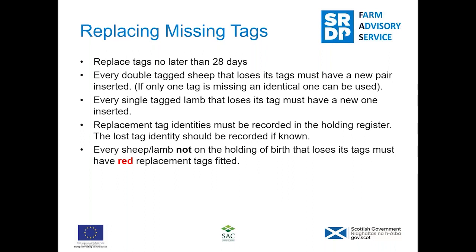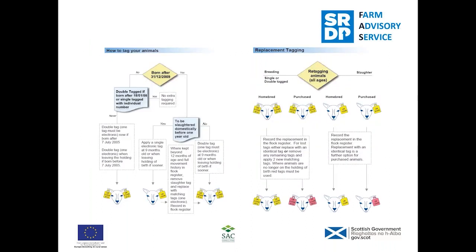Replacement tag identities must be recorded in the holding register. The lost tag identity should be recorded if known. And every sheep or lamb not on the holding at birth that loses its tags must have red replacement tags fitted. So if you're ever in doubt, there's actually a flow diagram to help with how to tag your animals for a start, and also replacement tagging.